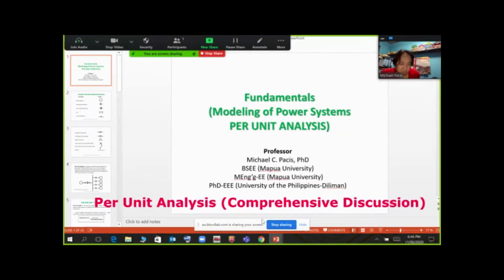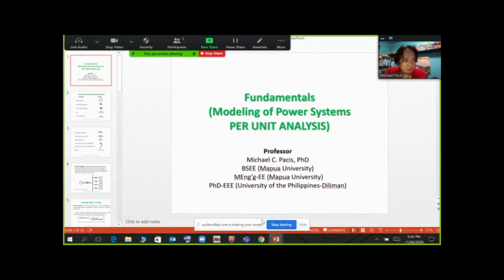Okay, so welcome to our discussion for today about basic fundamentals in terms of modeling of power systems. So our topic for today is per unit analysis.